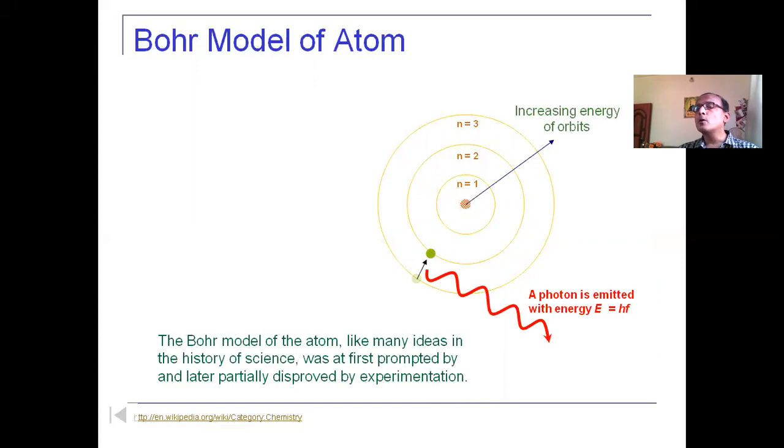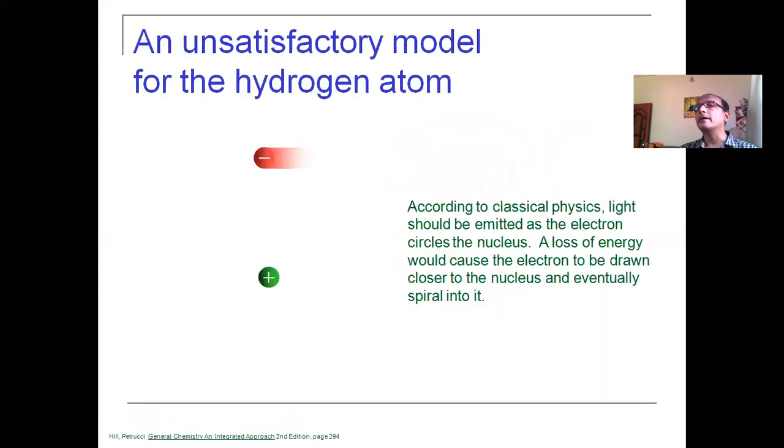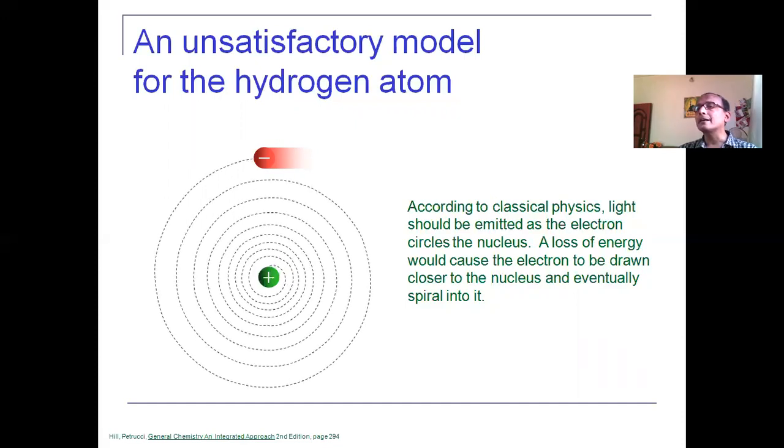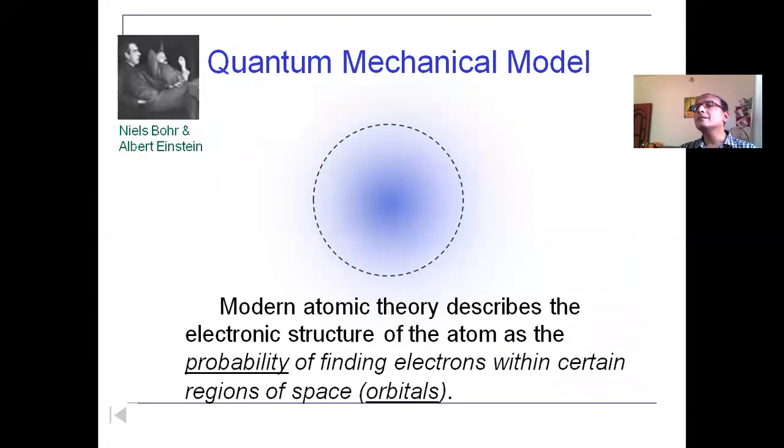Bohr's model of the atom, like many ideas in the history of science, was at first prompted and later partially discovered by experimentation. The unsatisfactory model for the hydrogen atom: according to classical theory, light should be emitted as the electron circles the nucleus, and the loss of energy would cause the electron to be drawn closer to the nucleus and eventually spiral in. We can see here the central nucleus, and around the nucleus the electrons are moving in different orbits. See here, this is the path of the electron. So you can see this in this slide. And this is the quantum mechanical model which describes the electronic structure.